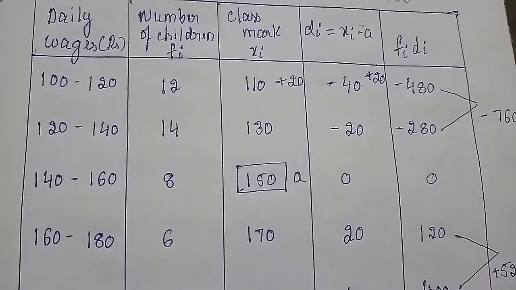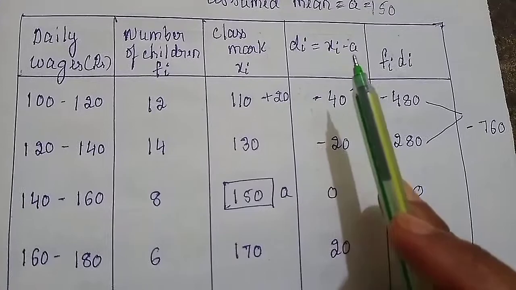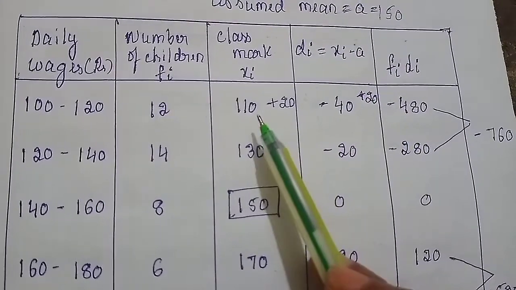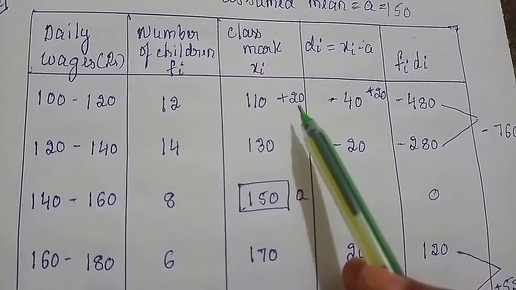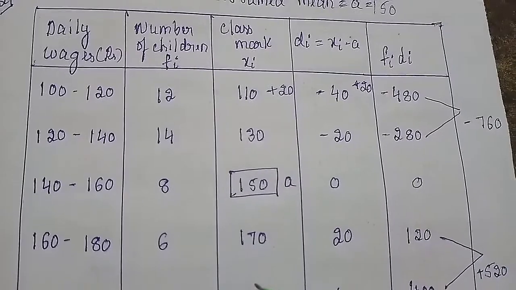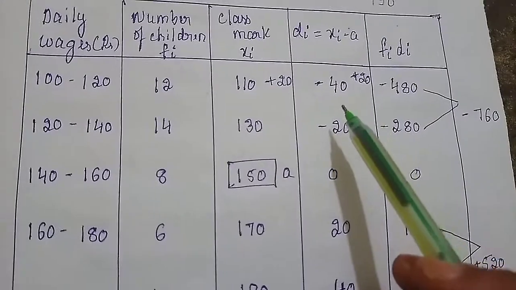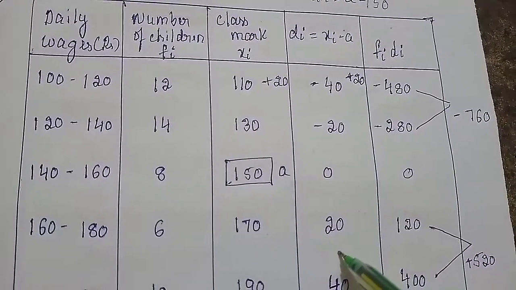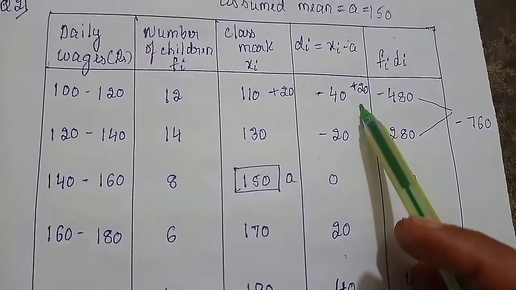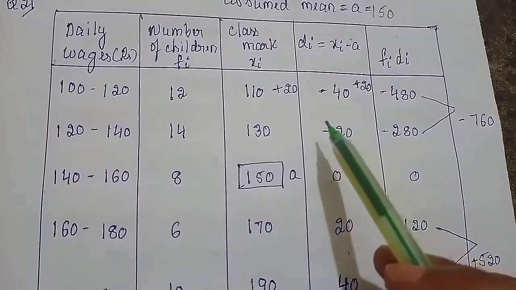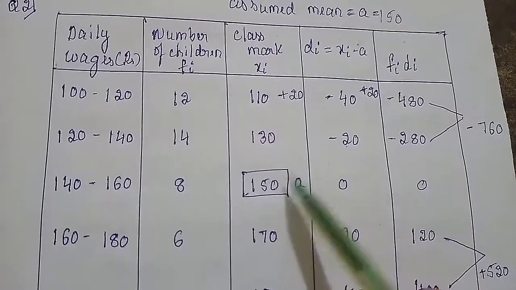So one more method I can tell you. The first one you find by using di equals xi minus a. xi is 110 and a is 150, that is minus 40. As I added the class size 20 to get the remaining class marks, in the same way, to get the remaining numbers in the di column, you can add plus 20. So minus 40 plus 20 is what? Minus 20.